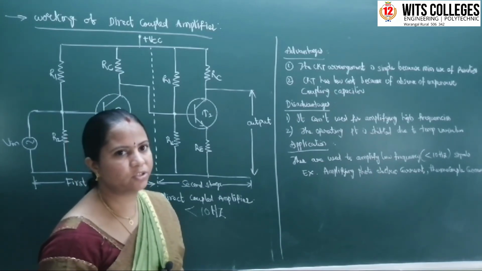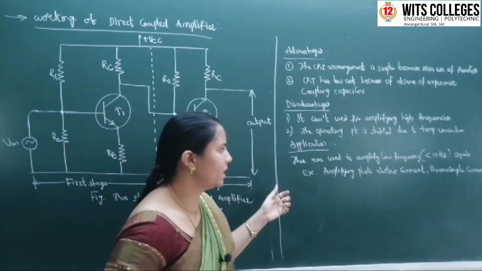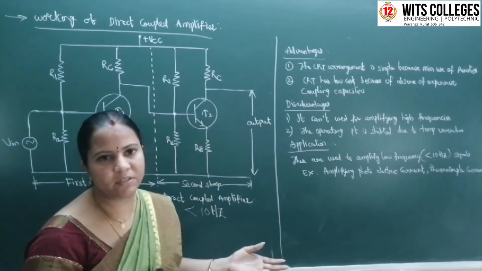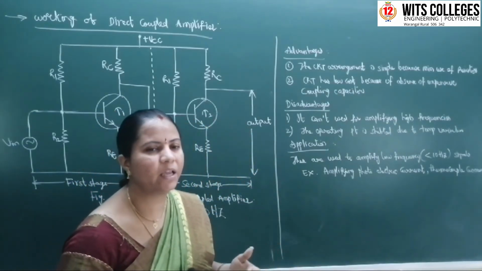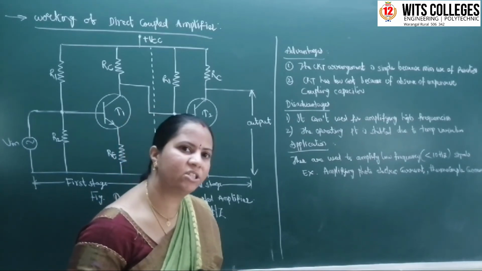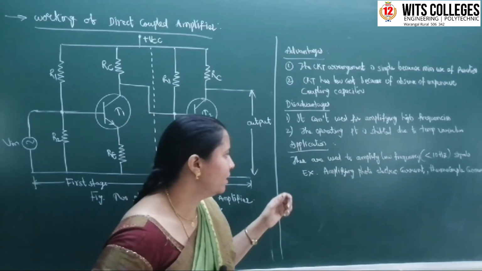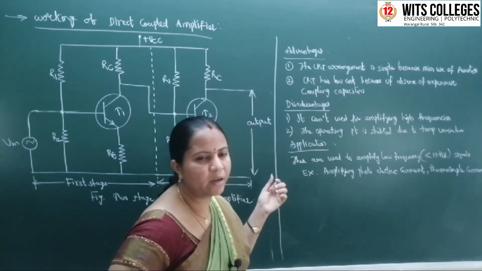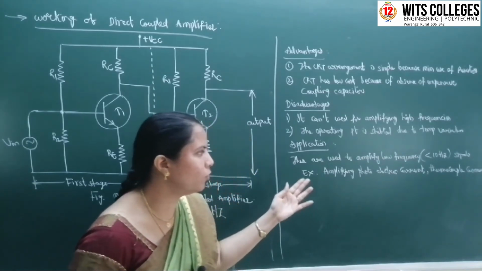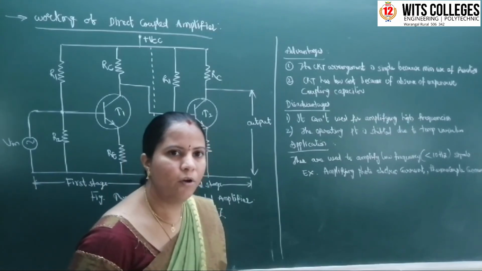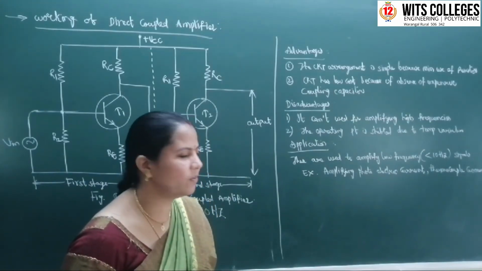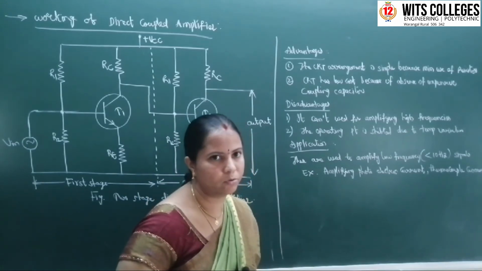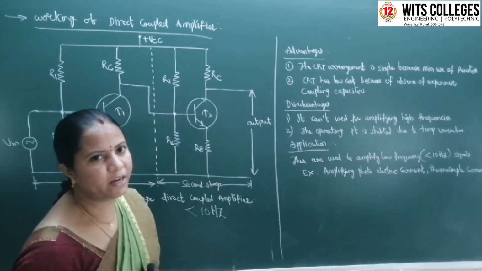Coming to the applications, these direct coupled amplifiers are used to amplify very low frequency signals, that is below 10 Hz. Examples are that these direct coupled amplifiers are used to amplify photoelectric current, which is a very low amount of current, and thermocouple currents also. So these are the applications of the direct coupled amplifier.